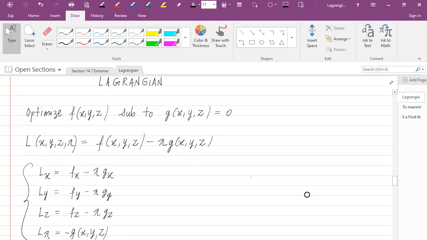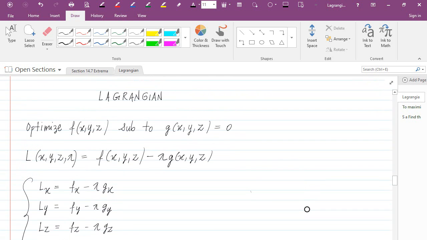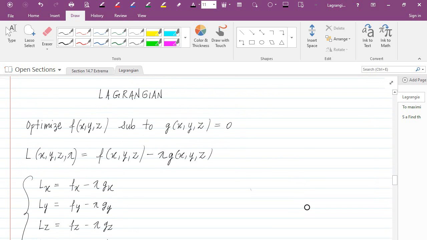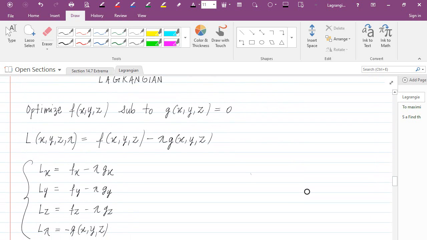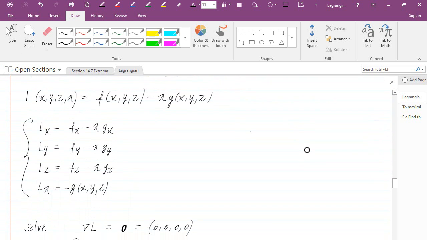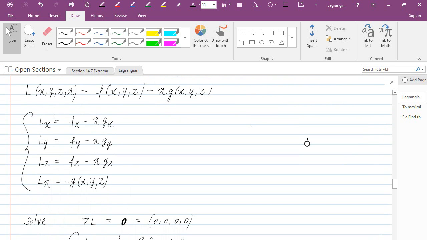Let's see what is the gradient of L. So L here is called the Lagrangian of this optimization problem. The partial of L with respect to x would be the partial of f with respect to x minus lambda times partial of g with respect to x. So Lx is fx minus lambda gx. Similarly, Ly is fy minus lambda times gy. Lz is fz minus lambda times gz.